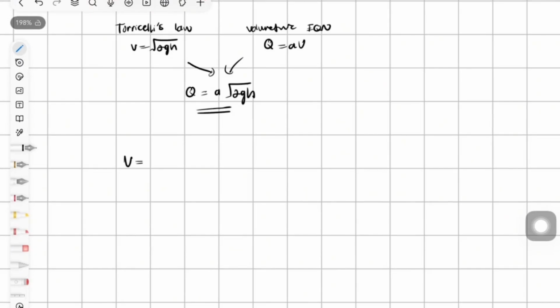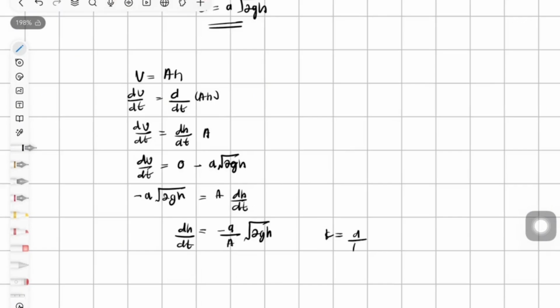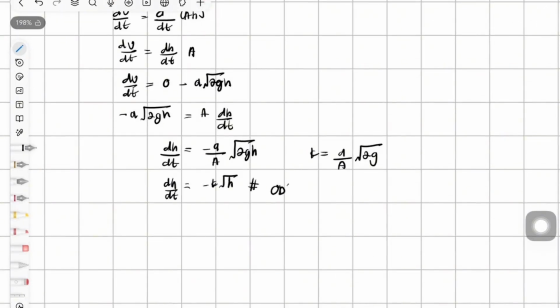Next, we need to relate this equation with the volume of a cylinder tank equation, which is V is equal to area times height. So we take the derivative of both sides and we will get dV over dt is equal to A dh over dt. Using the principle of conservation of volume, dV over dt is equal to input minus output, which is 0 minus area times the square root of 2gh. And we will get dh over dt is equal to negative k times the square root of h, which is our ODE.